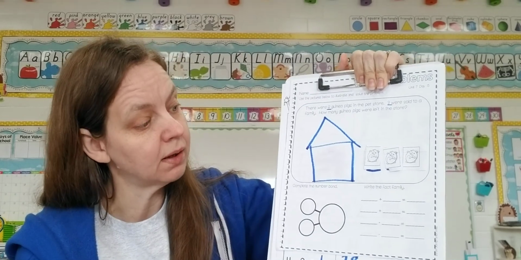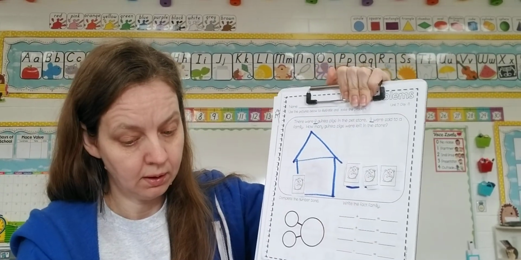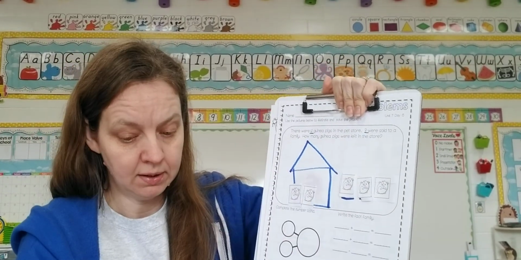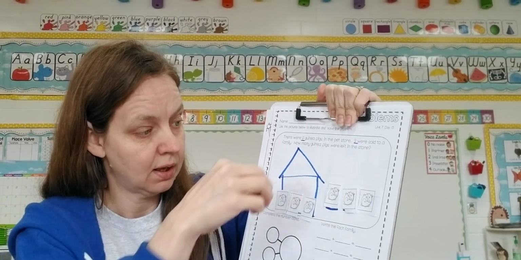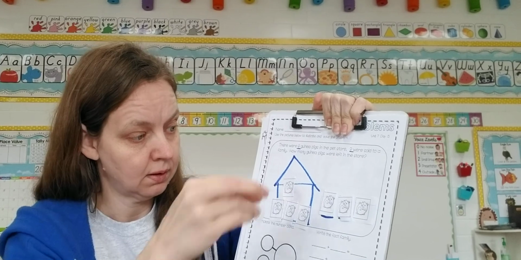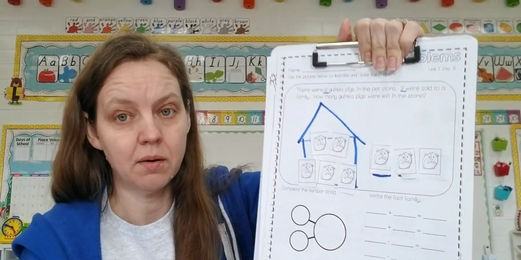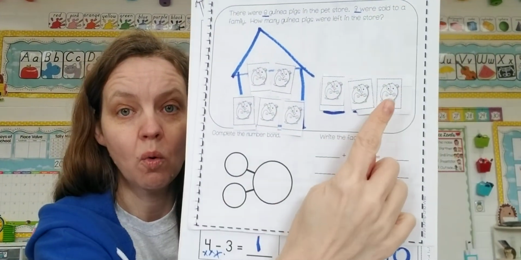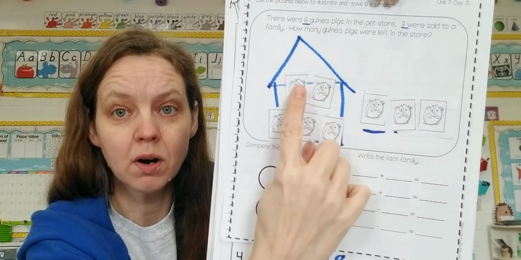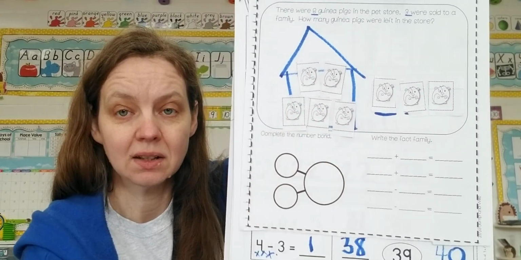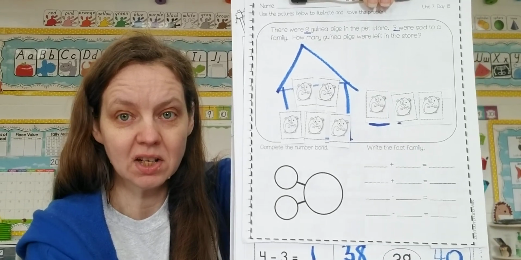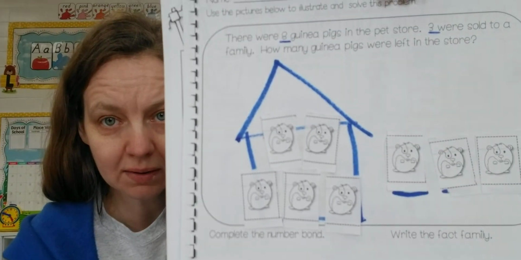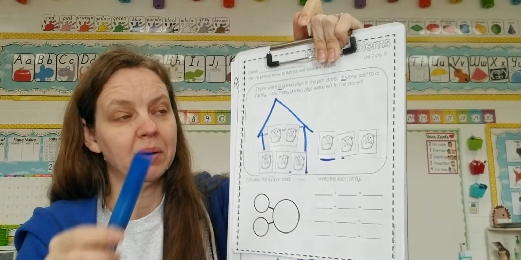I already have 3, 4, 5, 6, 7, 8. There we go. Now I have 8 altogether. 1, 2, 3, 4, 5, 6, 7, 8. Awesome job if you already have 8. If not, go ahead and catch up to us. Get 8 guinea pigs on your paper.